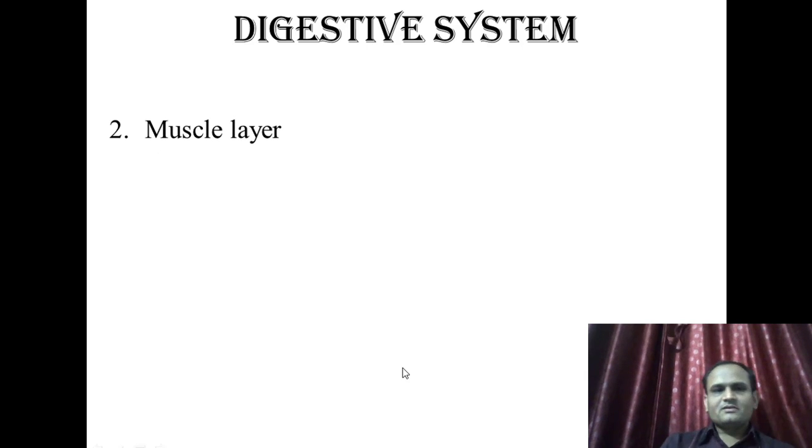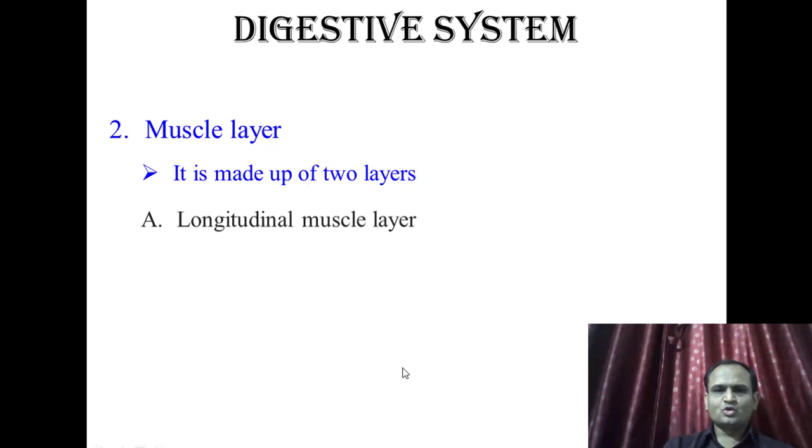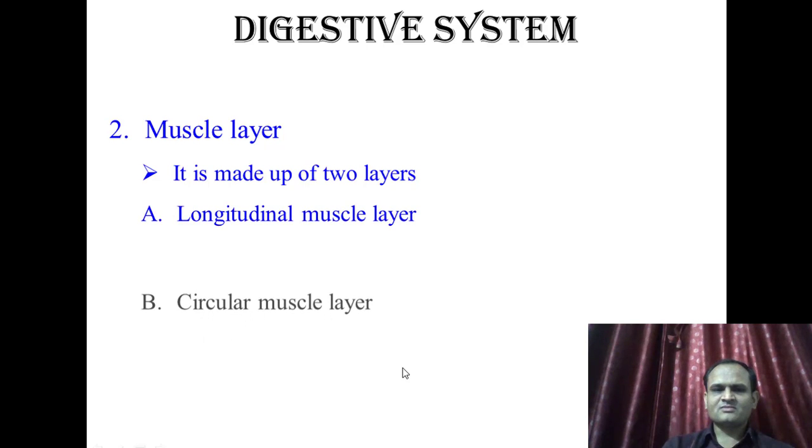Okay, the outermost layer we studied, and now just below the adventitia, just below the peritoneum or the serosa, the next layer is situated as per the basic structure of the alimentary canal, and this time it is made up of the muscle layer. Again, as said earlier, the muscle layer is made up of two layers. The outermost layer is made up of longitudinal muscle fibers, so it is known as the longitudinal muscle layer.